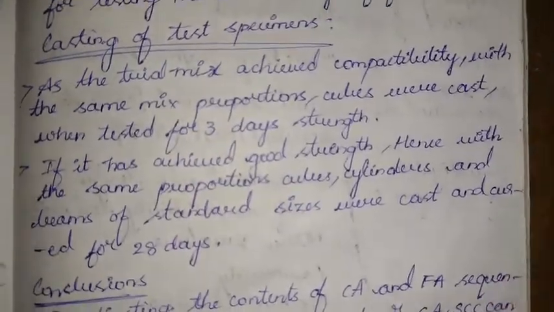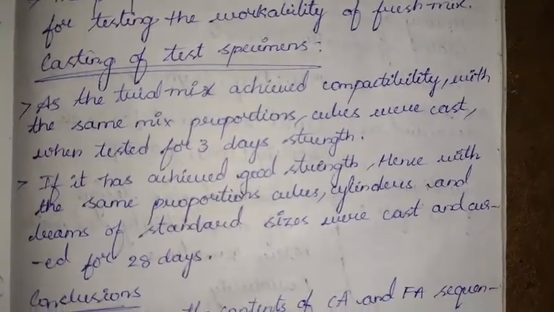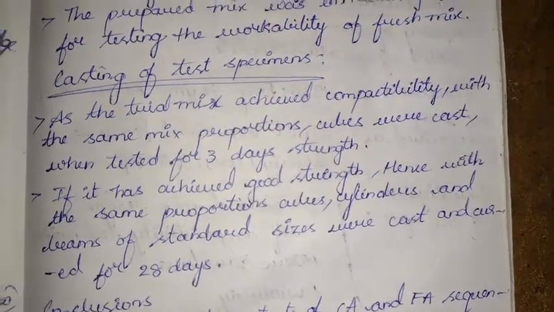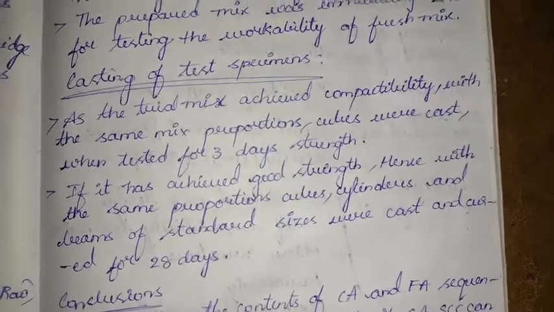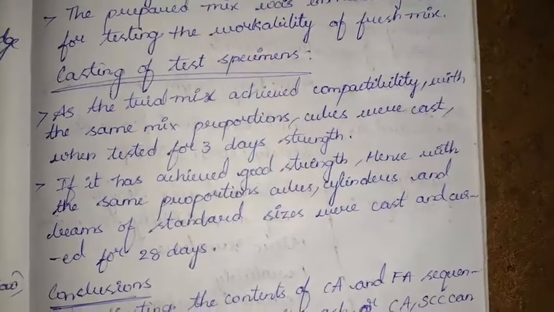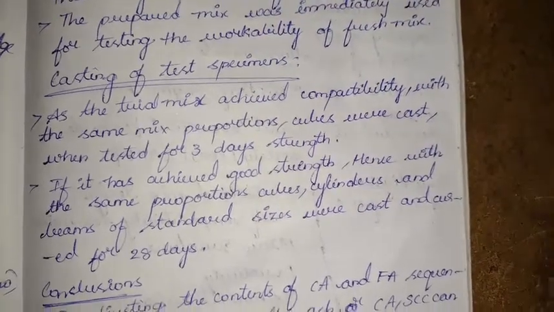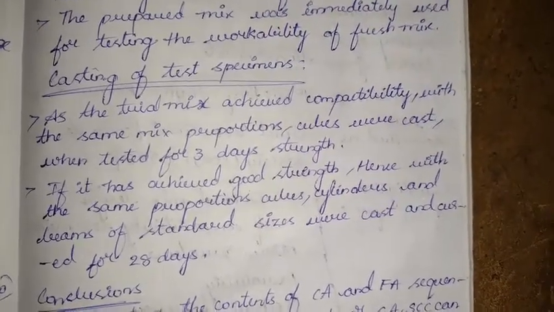Casting of test specimens. As the trial mix achieved compactability with the same mix proportions, cubes were cast and tested for 3 days strength. If it has achieved good strength, then with the same proportions, cubes, cylinders and beams of standard sizes were cast and cured for 28 days.